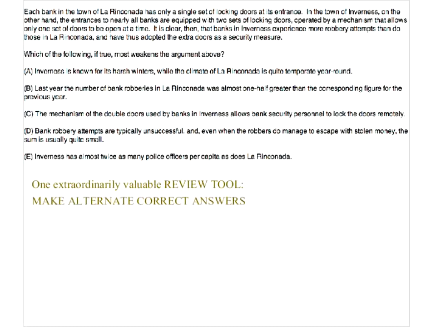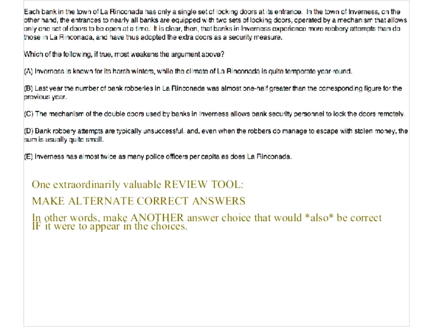In other words, make another answer choice that would also be correct if it were to appear in the choices. Because remember, this is a thought process that is somewhat natural when you are involved in a situation. It's actually very natural. Like in the case of, hey, you broke the window, you can see that in order to weaken that, you have to blame the breaking of the window on someone else. I mean, you can see that that's how it works.